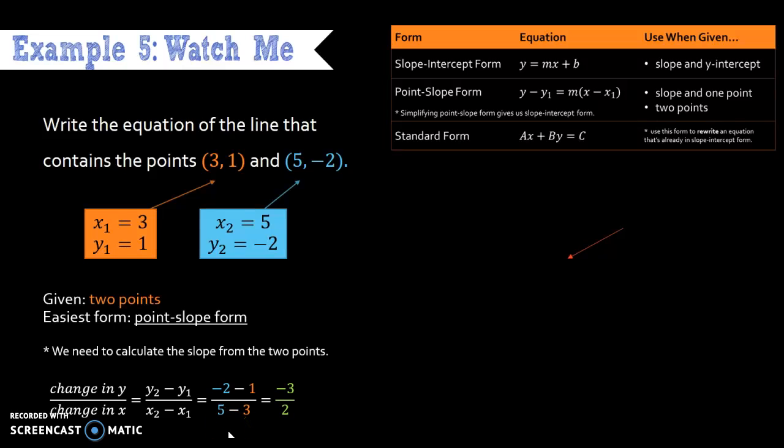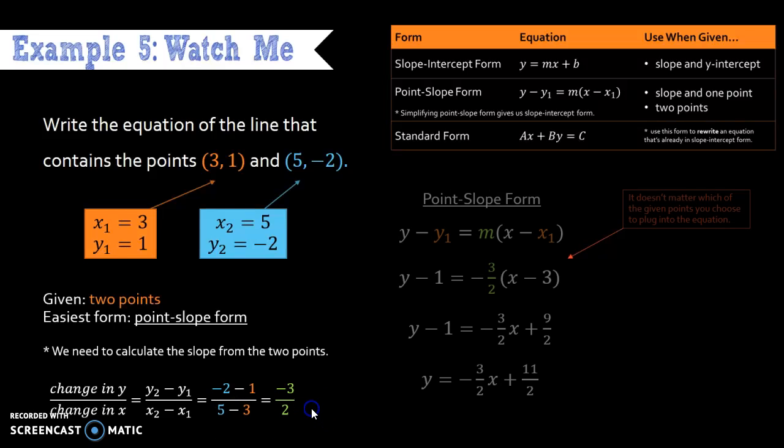The change in y means I take my two y values. So I'm doing -2 and then 1, and you subtract them. And then your x values, I'm taking my 5 and my 3, subtract them. I'm simplifying to get -3/2 as my slope. So that's what I'm going to plug in for the value of m in my point-slope form.